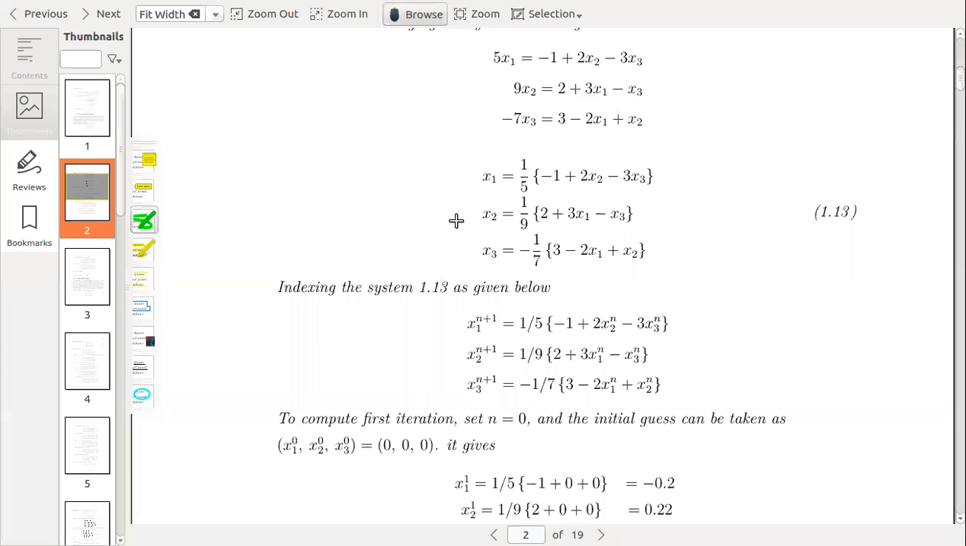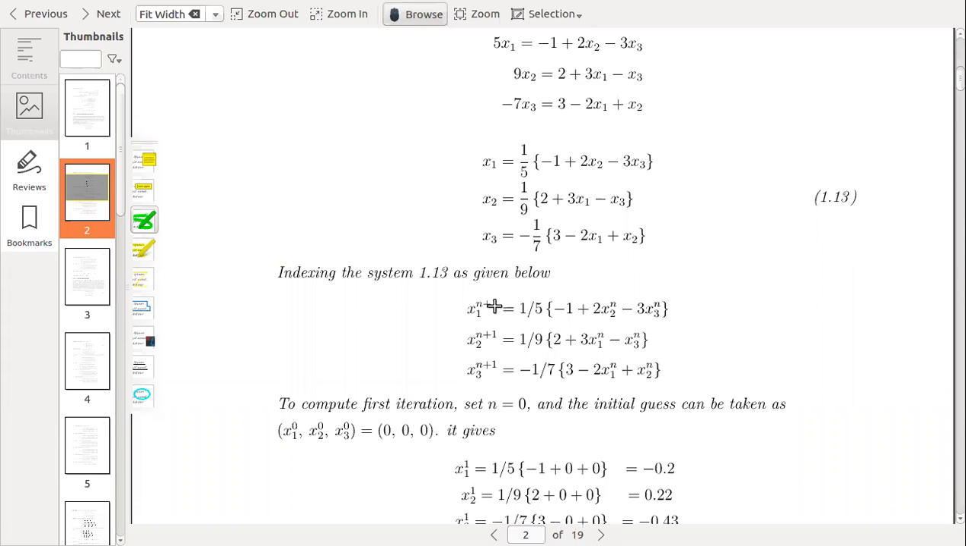Indexing the system. The next step is to index the system to make a formula. So x1 power n+1, you can also write k+1, is equal to 1/5 (-1 + 2x2 power n, ...). On the right hand side you have to use power n, and on the left hand side you increase the power by 1, just to make a formula. Because if you put n = 0, the power on the left should be 1.